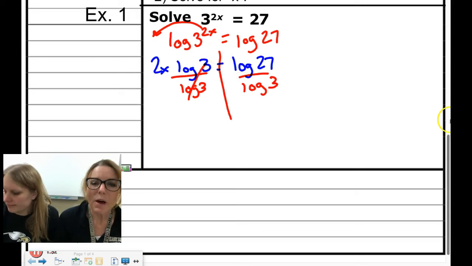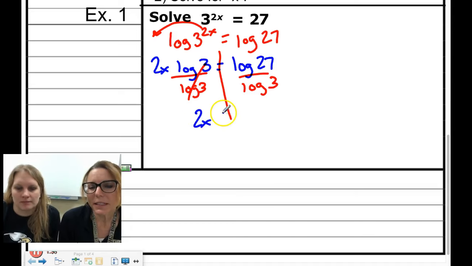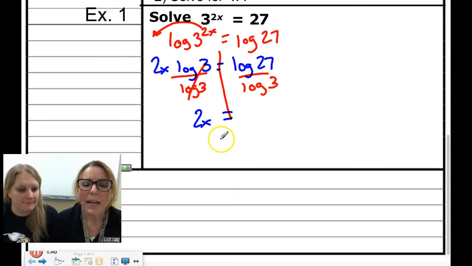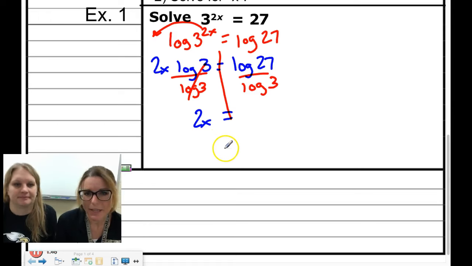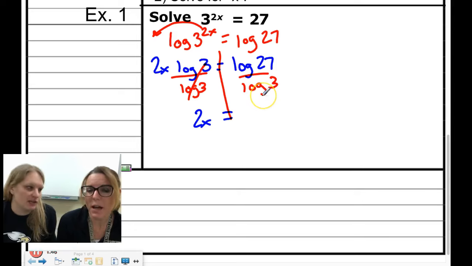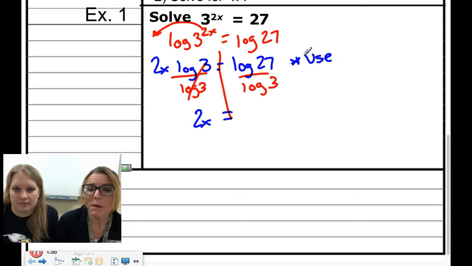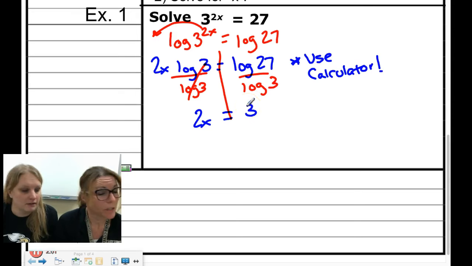Now we can bring down the 2x. You're going to use your calculators right now. I notice I don't see a base for the log. If we don't see a base, what is it? Base 10. Right, and the calculators are set up for base 10. So you type in log 27 divided by log 3, and what you come up with is 3. Just plain 3? Plain 3.